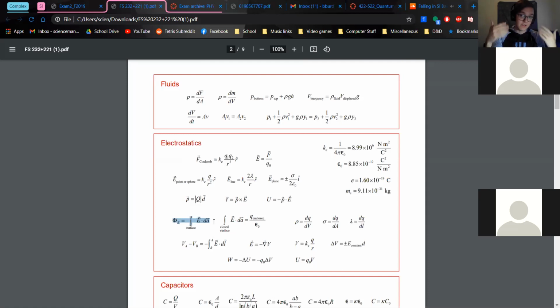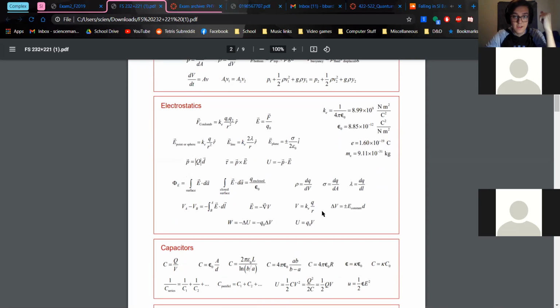That works for any field that we have. It doesn't have to be E field or B field. It could be any sort of field. Oftentimes we care about E and B fields though. So that's just a recap of what electric flux is.